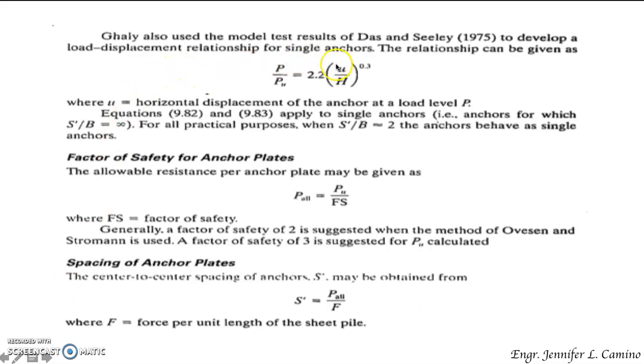So according to Gali, to develop a load displacement relationship for single anchors, we have this relationship. P over the ultimate resistance per unit length of the anchor is equal to 2.2 times U, the horizontal displacement of the anchor at the load level P, over H raised to 0.3. So for the factor of safety of anchor plates, you have here the equation. And for the spacing of anchor plates, this is the equation that you're going to use. Allowable P all, which is the allowable resistance per anchor plate, over F, which is the force per unit length of the sheet pile.